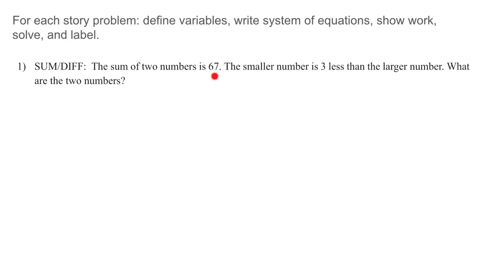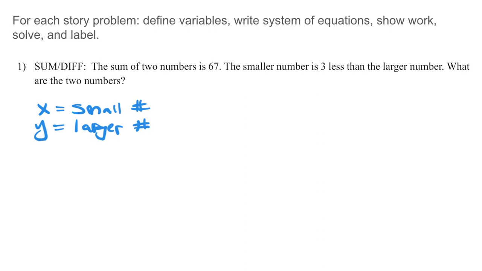The sum of two numbers is 67. The smaller number is 3 less than the larger number. What are the two numbers? So we want to define our variables. And we could say x equals the small number and y equals the larger number.